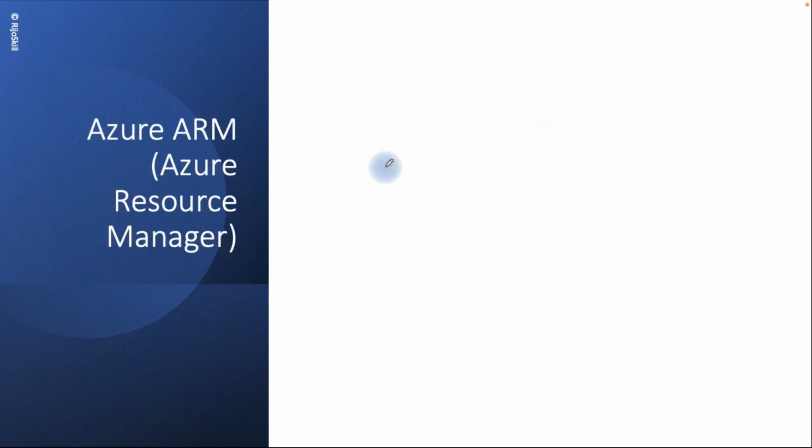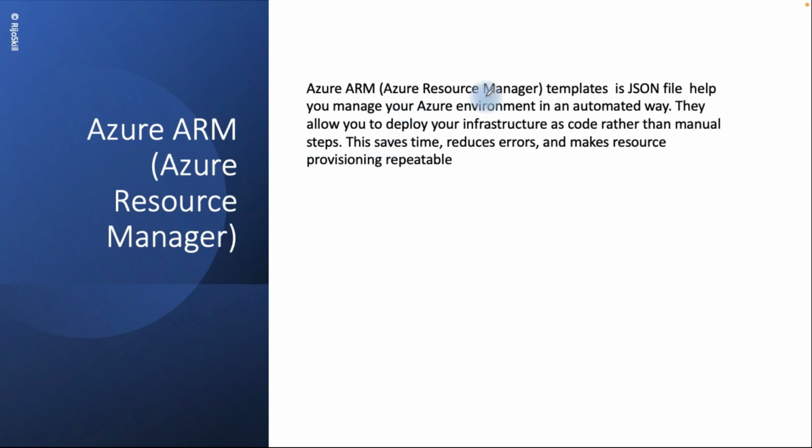What is Azure ARM template? An Azure ARM template is a JSON file that helps you manage your Azure environment in an automated way. It allows you to deploy your infrastructure as code rather than through manual steps. It helps you save time, reduce errors, and make your resource provisioning repeatable. So, simply put, I will go for one introduction and one example.